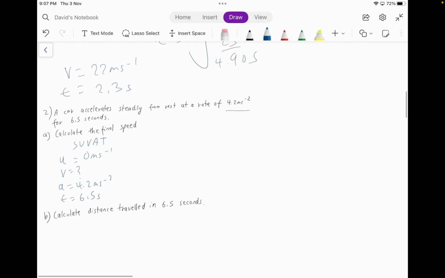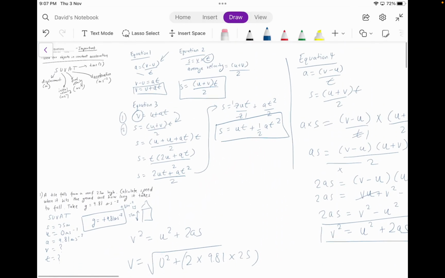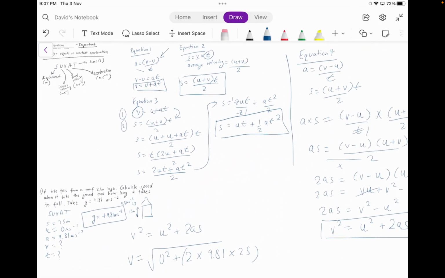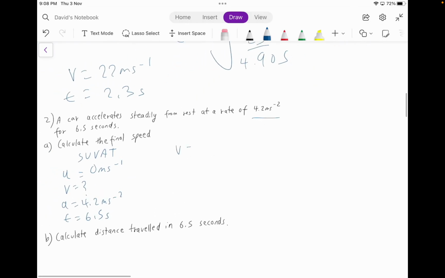By looking at the values we have using SUVAT, we're going to understand which equation to use among all the SUVAT equations. I do recommend in your exam paper to write down all the SUVAT equations and the way they're derived if there is time, but just directly remembering the SUVAT equations would help a lot. Since we know the initial velocity, the acceleration, and the time, we're just going to use equation 1, which is v is equivalent to u plus at.